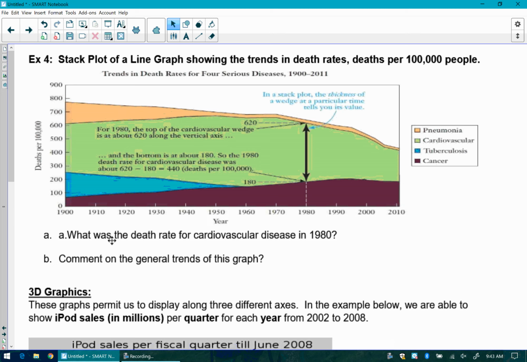In part A, it wants to know what was the death rate for cardiovascular disease in 1980. So cardiovascular disease here is the green wedge. The most common mistake that folks make for these particular graphs is not reading the graph correctly. When you want to read a stack plot that is constructed in this manner, you have to read the top and the bottom of that particular part of the wedge that you're looking at. So since I'm looking at 1980, then I'm looking at the top and bottom there.